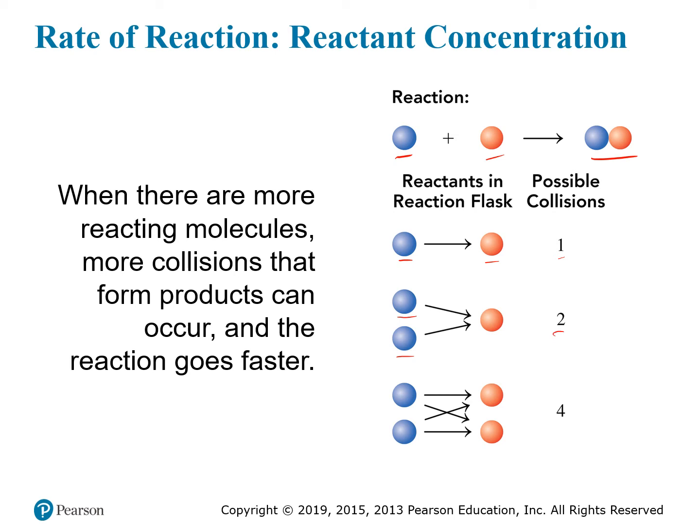Okay? If we double both of them, so we have twice as much blue and twice as much orange, then we've doubled both, and so the 2 times 2 gives you a 4-fold increase in the potential collisions. Okay, so it's 4 times the probability of a collision occurring. So increasing the concentration of reactants increases the likelihood of a collision. Okay, so this is the way that it makes a reaction go faster.